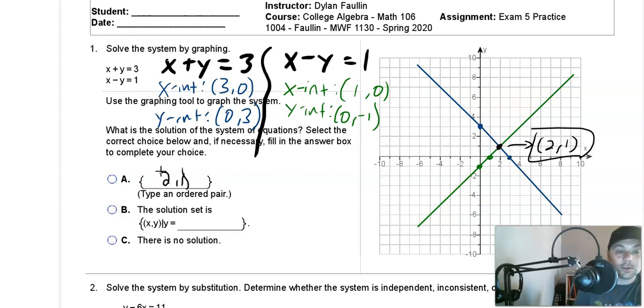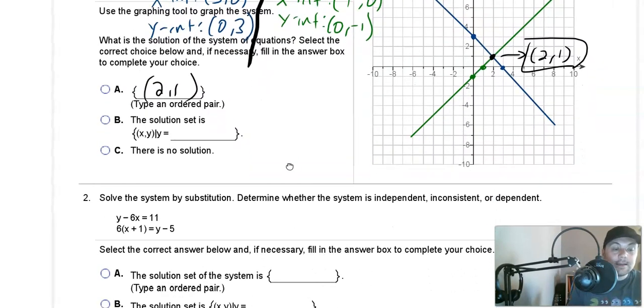Right? So that's the way you're supposed to do that problem. You could double check by plugging it in just to make sure it actually works in both equations. So 2 plus 1 gives me 3, 2 minus 1 gives me 1, so it does work in both equations. All right, let's look at the next example.